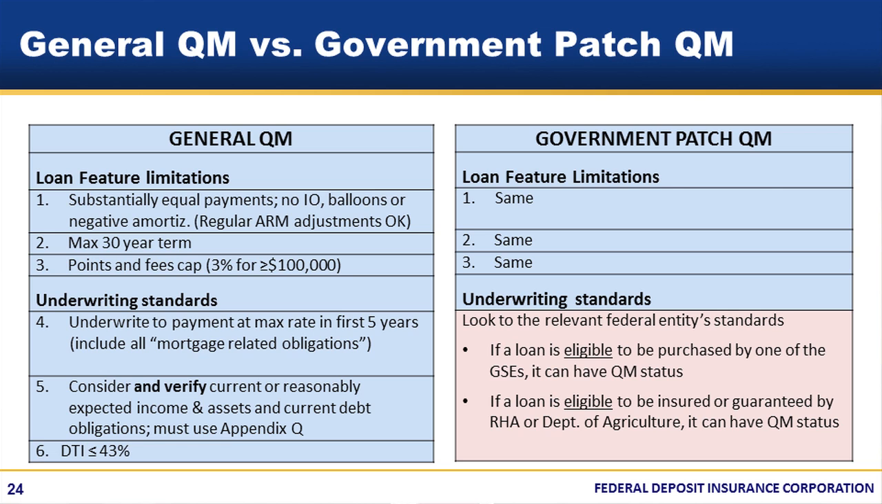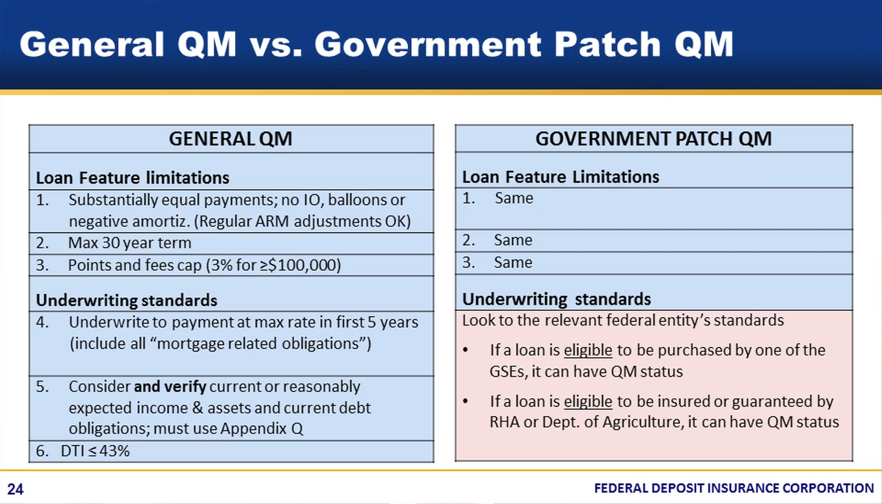As you can see on the slide, the first three loan feature limitations of the General QM also apply to the Temporary Government QM, including the points and fees cap applicable to that loan amount. However, the QM underwriting rules, including the 43% DTI limit, do not apply. Instead, you look to the relevant federal entity's standards for the underwriting requirements. If a loan is eligible to be purchased by one of the GSEs, it can have QM status, even if you do not actually sell it to one of the GSEs.